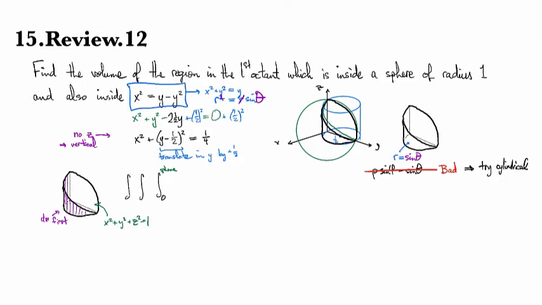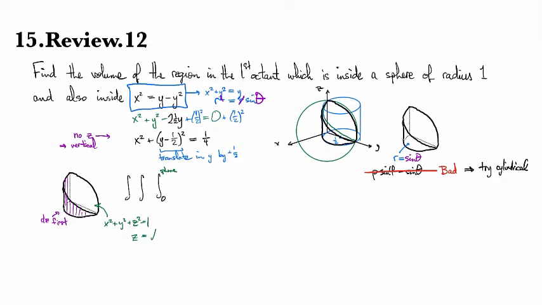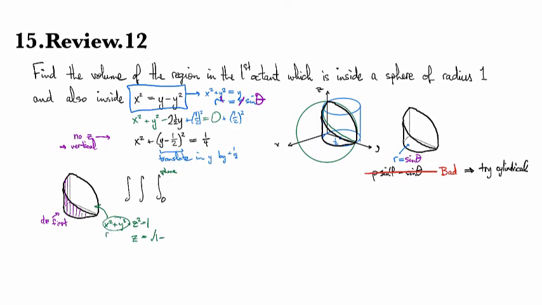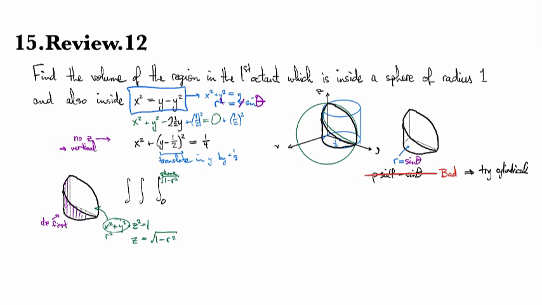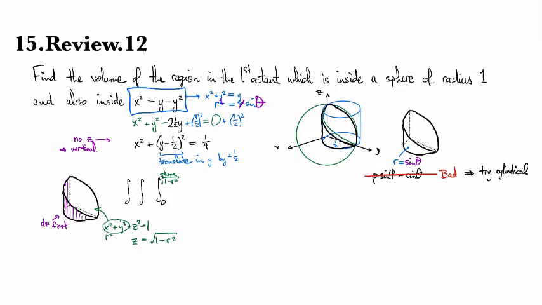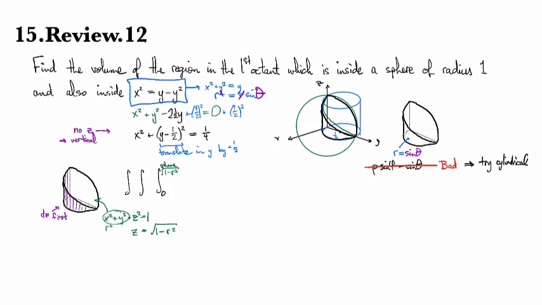And so that's going to be z equals 1 minus, and then this part here is actually r squared. So 1 minus r squared. Okay, so not beautiful, but not horrible. 1 minus r squared. Okay, now let's see. So after we do that dz integration, what happens?